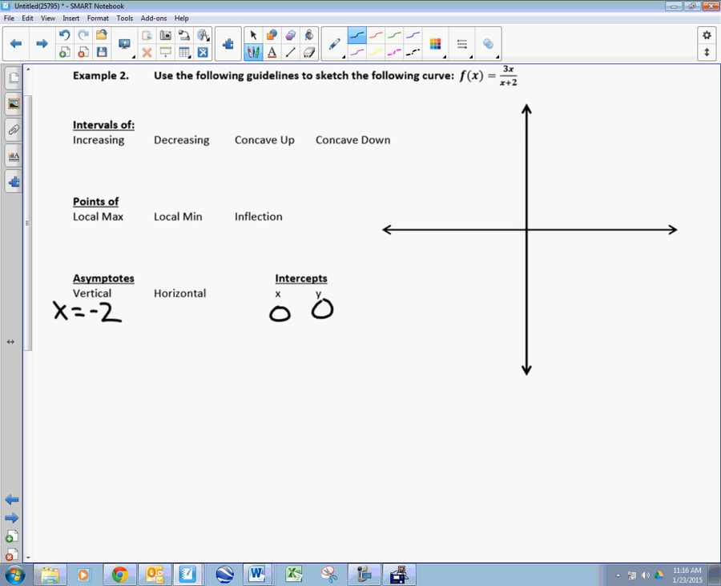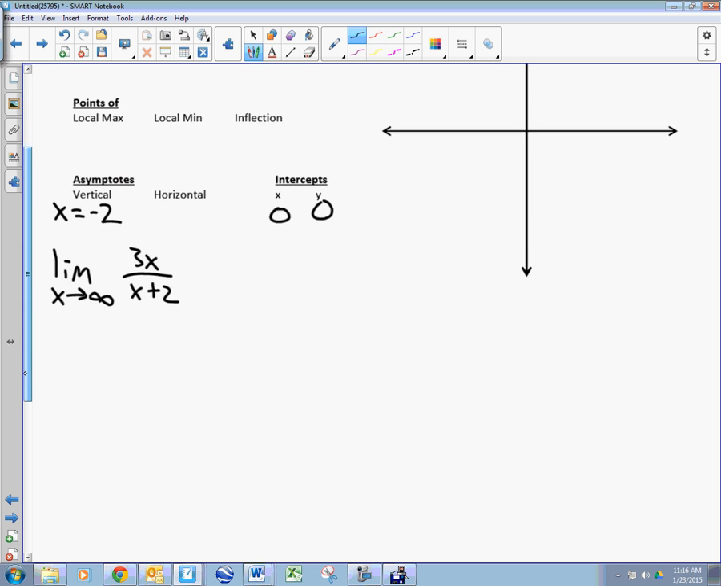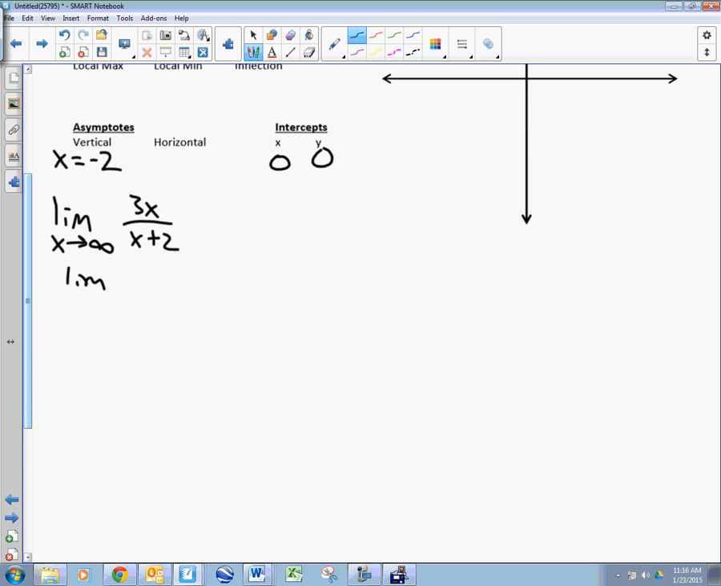The horizontal asymptote is the end behavior of a function, what it looks like as it goes towards infinity. So to figure out its horizontal asymptote, I say what happens as the values go towards positive or negative infinity. How do we evaluate that limit? Take out an x.